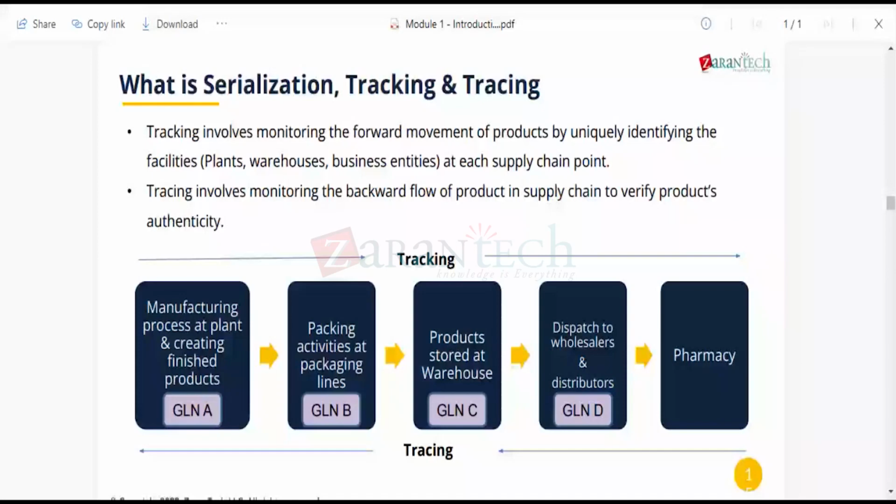business entities. Because if I want to track a product, I should know each facility uniquely. I cannot say that this is plant XYZ. I should have some identifier through which I know that this is a particular plant, this is a particular packaging line. So we have an identifier for that as well. Similarly, tracing involves monitoring the backward flow of the product in the supply chain.